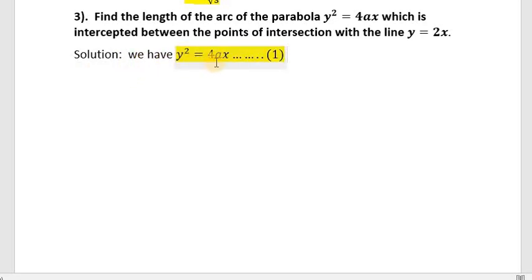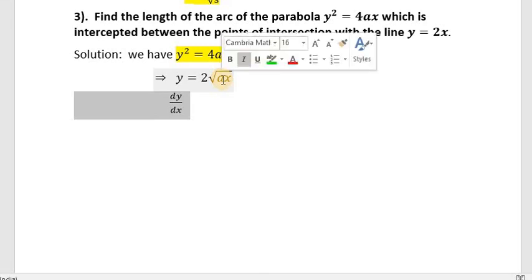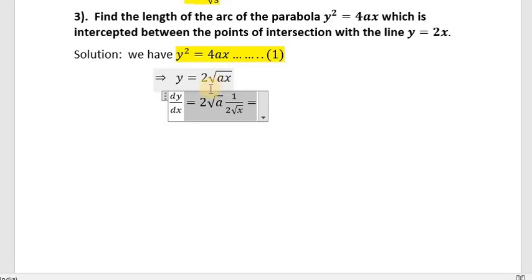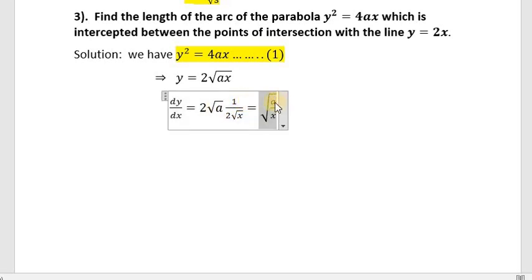We have y square is equal to 4ax. Take this as equation 1. Now simplify this for y. So we get y is equal to 2 root ax. Now differentiate this y with respect to x. So dy by dx is equal to 2 root a is a constant, so we are differentiating only root x. So root x derivative is 1 by 2 root x. So now this 2 and this 2 get cancelled. So dy by dx is equal to root a by x.